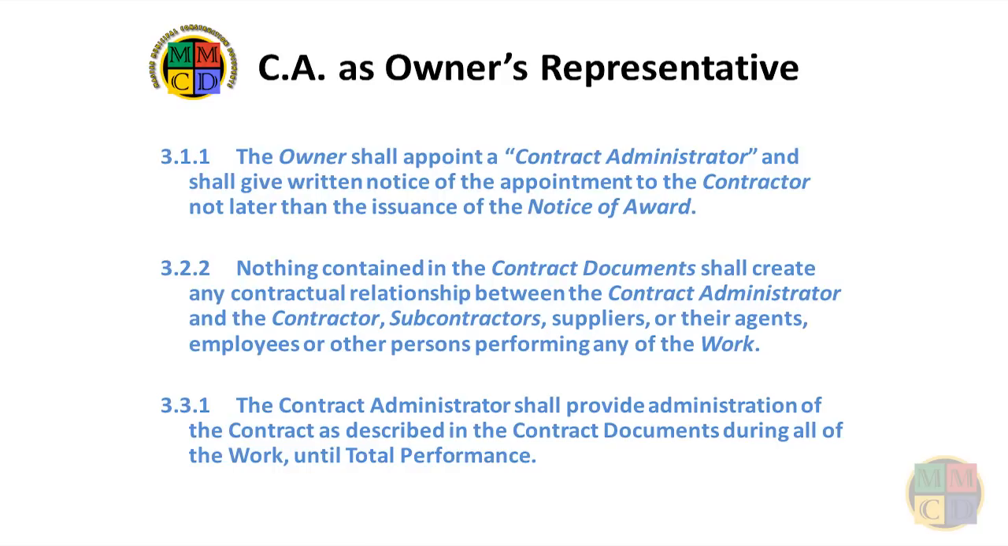GC 3.3.1 outlines the general requirements of the role for the owner as, quote, providing administration of the contract, unquote, and sets out the date that the role finishes, that of total performance. A key point here is that the owner, by signing this contract, has delegated a number of responsibilities to the contract administrator. The owner may not take them back by arbitrarily overruling a CA's decision without risking a dispute.